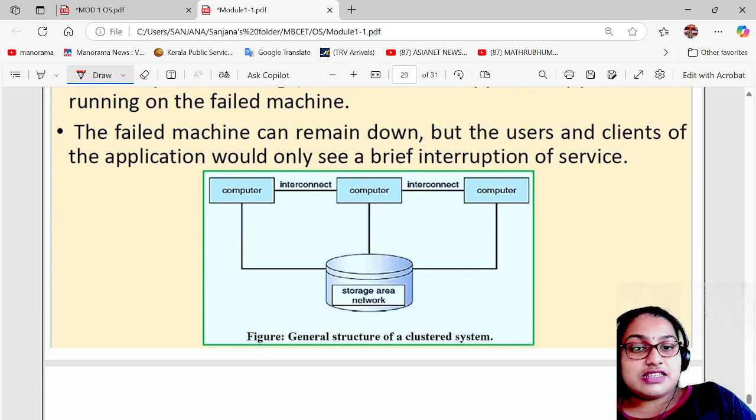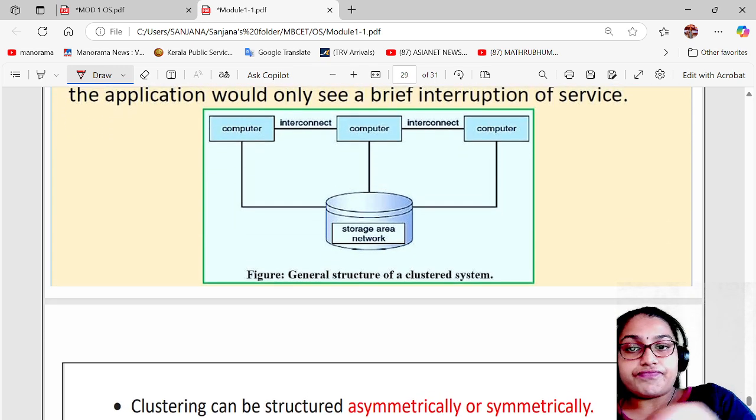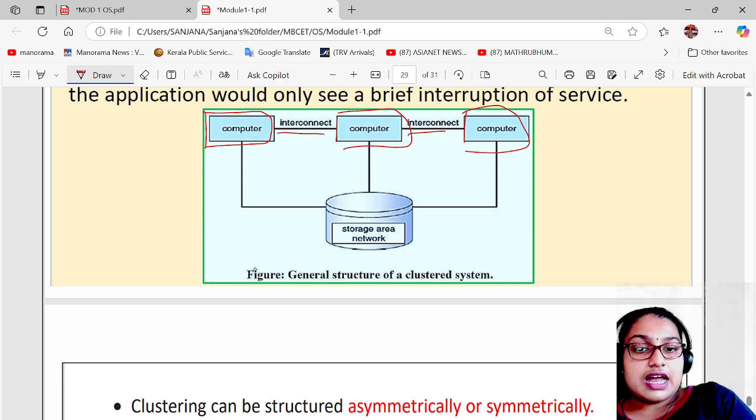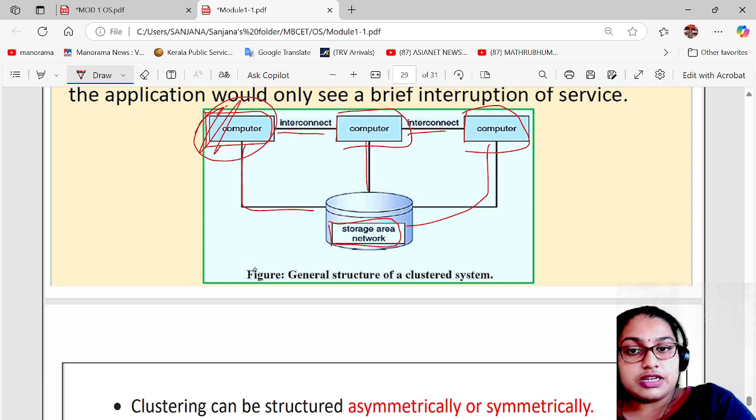Now this is the general structure of a clustered system. I have different computers, and these computers are interconnected, and there is a storage area network connected to them. So if there is some issue in one particular computer, and it has failed or gone on hold, since it is interconnected with the other computer, all the information is already there. So the other computer will take up its work and start doing it. There will be no issue.